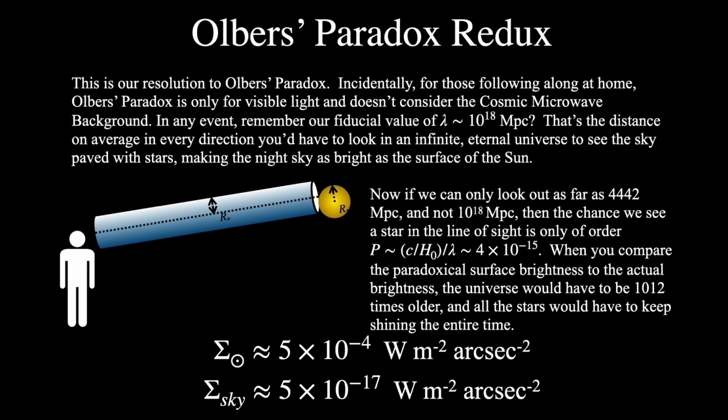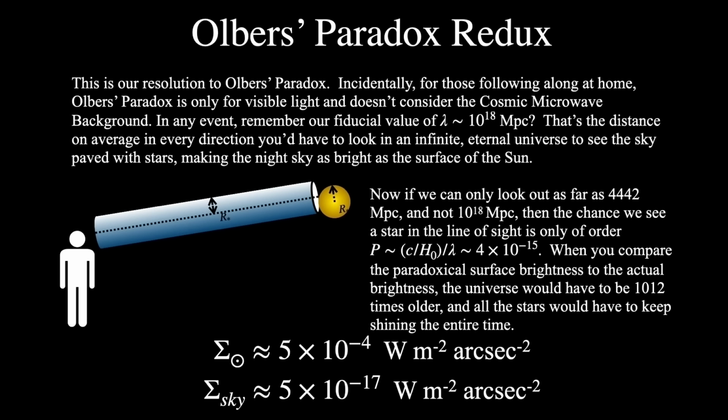So 10 to the 18th is the characteristic value that you'd see if you looked in any direction in this infinite eternal universe. Now, if we can only look out as far as 4,400 megaparsecs, that's really a lot smaller than 10 to the 18th megaparsecs. So the chance that we're going to see a star in our line of sight is simply this Hubble distance divided by the characteristic size scale of the infinite universe. And the probability we're going to see that is about 4 times 10 to the minus 15th. That's a really tiny chance.